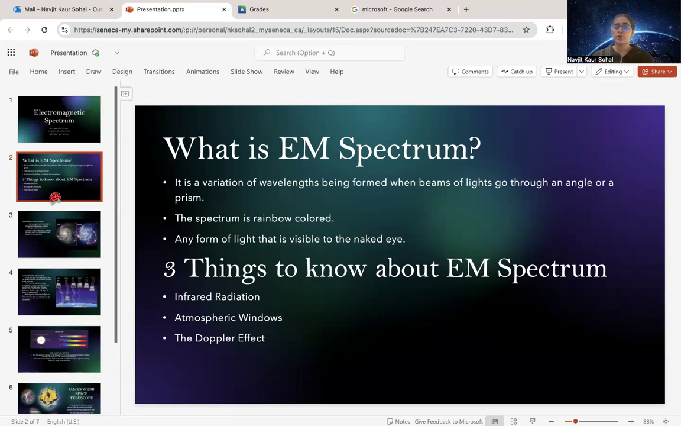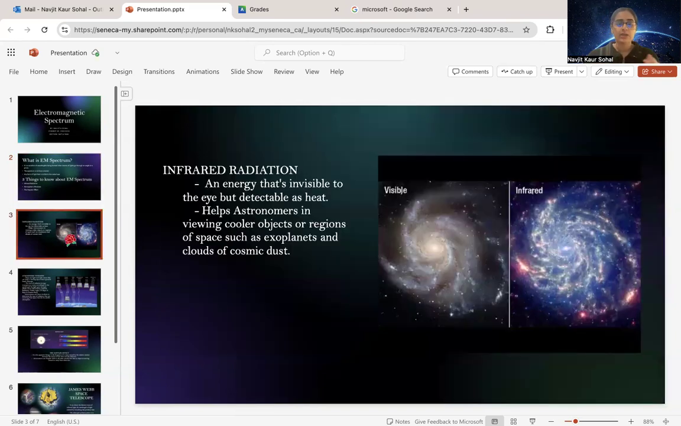So three things we have to know about the EM spectrum are: first, infrared radiation; second, atmospheric windows; and third, the Doppler effect. So, firstly, infrared radiation. It is energy that's invisible to the eye but detectable as heat, and it also helps astronomers in viewing cooler objects or regions of space, such as exoplanets and clouds of cosmic dust.